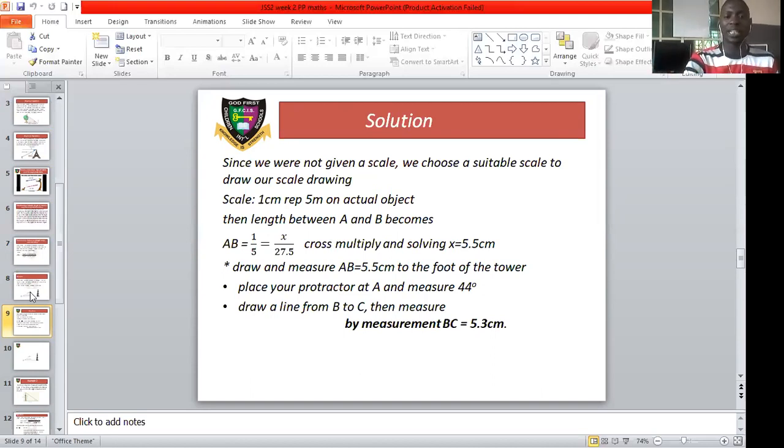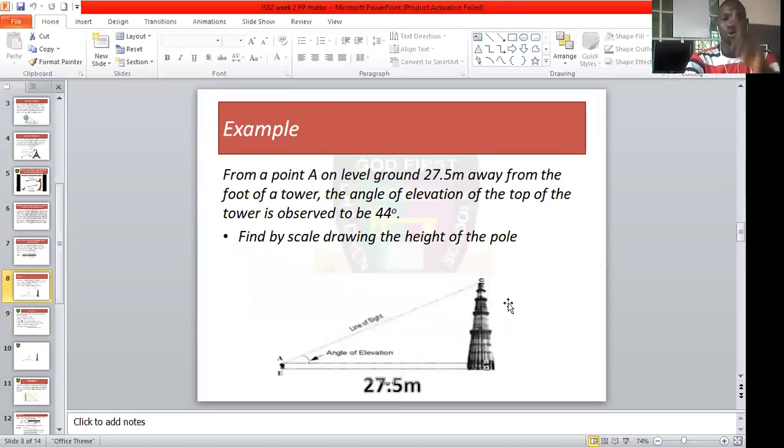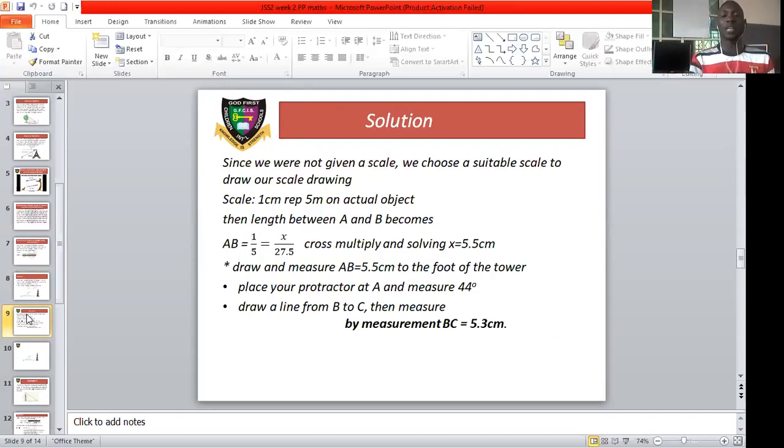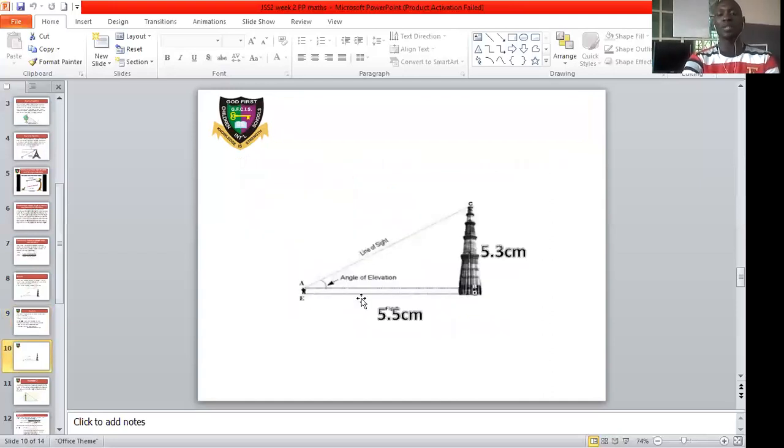Take the drawing again. This is line AB, and the top of the tower is point C. Since you have measured your AB to be 5.5 centimeters, take your protractor, place it on point A, measure 44 degrees, then draw a line from B to C, the top of the tower. Then measure the height of the tower. By measurement, you have the height of the tower to be 5.3 centimeters. We have 5.5 centimeters from point A to point B as the distance between point A and the foot of the tower. So this angle of elevation is measured at 44 degrees.